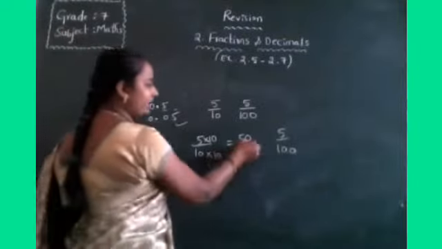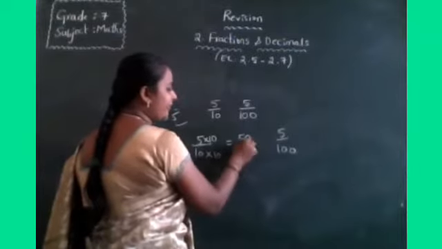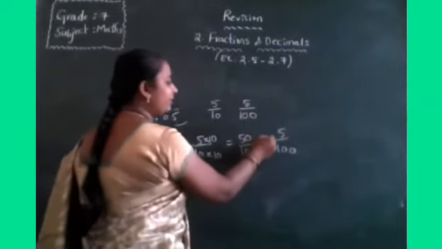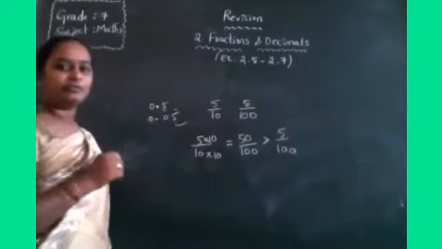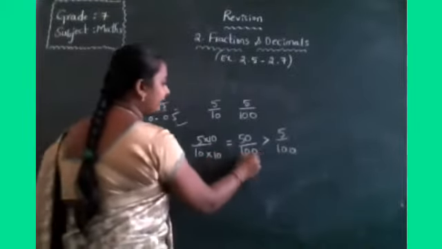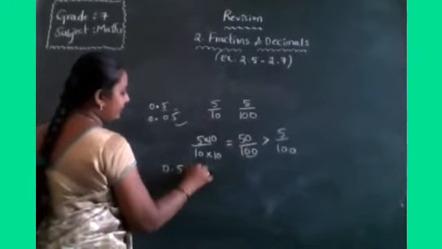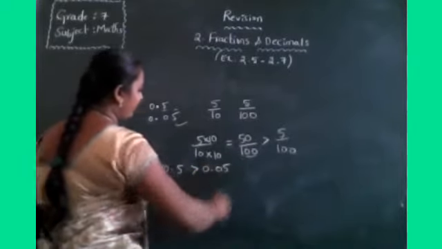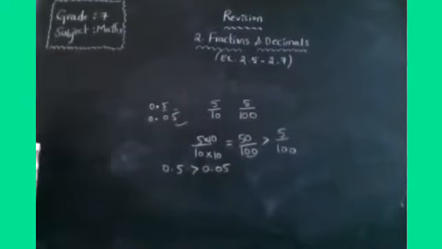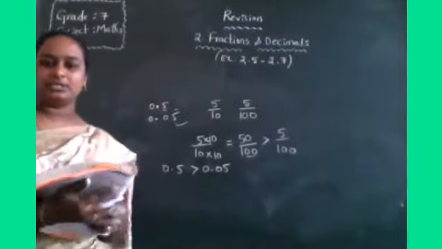Now tell me, compare the numerators here. 50 greater or 5 greater? 50 is greater than 5. So 50 by 100, the decimal point is right, 0.5 is greater than 0.05. So like this you have to compare.